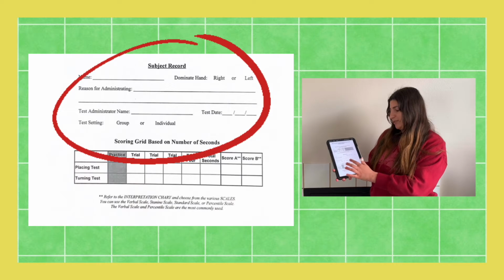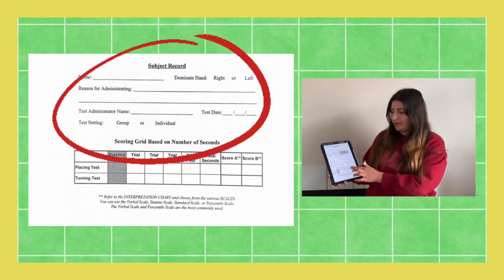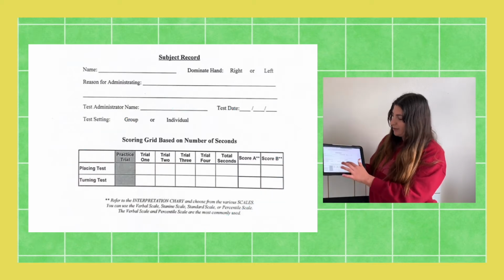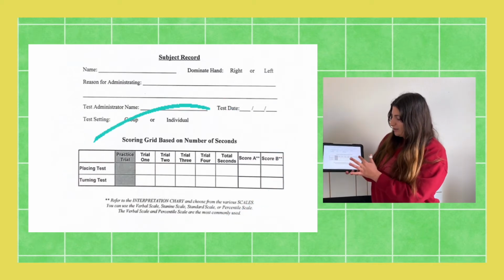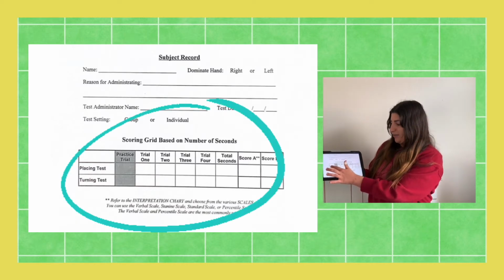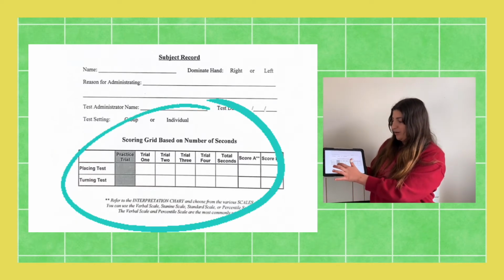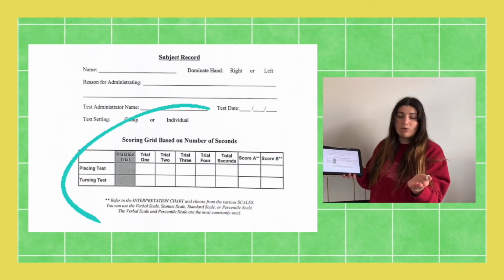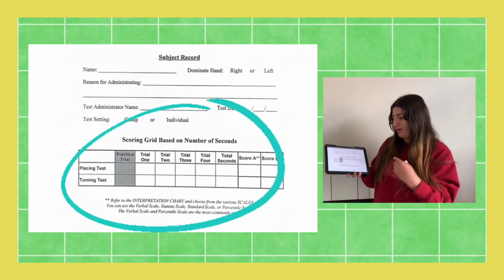And then you would put down whether it was a group or an individual assessment. And then here, let me turn it on its side so it's easier to see. You have the score grid where you're going to put the scores for both tests. So it has your placing test score and then turning test score. You put the time for the practice trial. That's important to keep in mind. Please record the time that it took them to finish the practice trial.